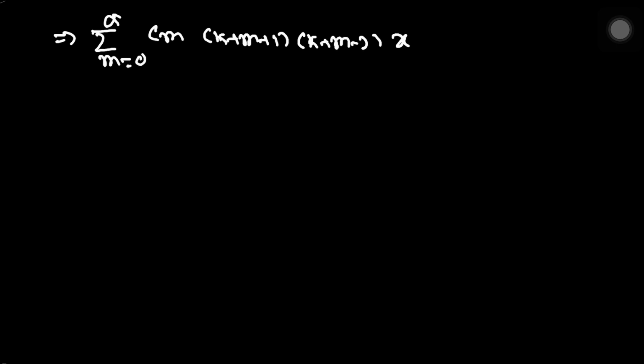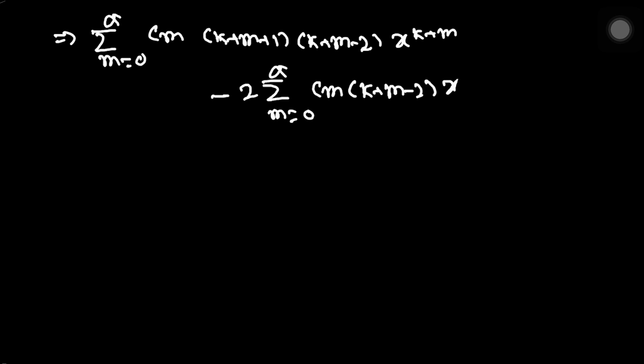So again writing this in this form: summation over m equal to 0 to infinity c_m into (k plus m plus 1) into (k plus m minus 2) into x to the power k plus m, minus 2 into summation over m equal to 0 to infinity c_m into (k plus m minus 2) into x to the power k plus m plus 1 equal to 0. Now you can see the lowest power in this expression is x to the power k. When m equal to 0 we get x to the power k, so the lowest power of x is x to the power k.